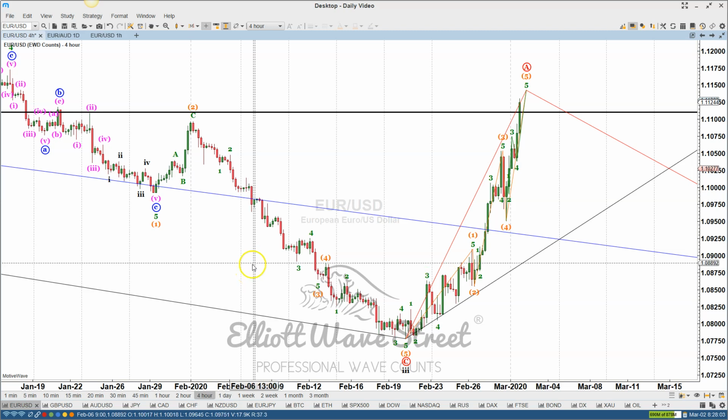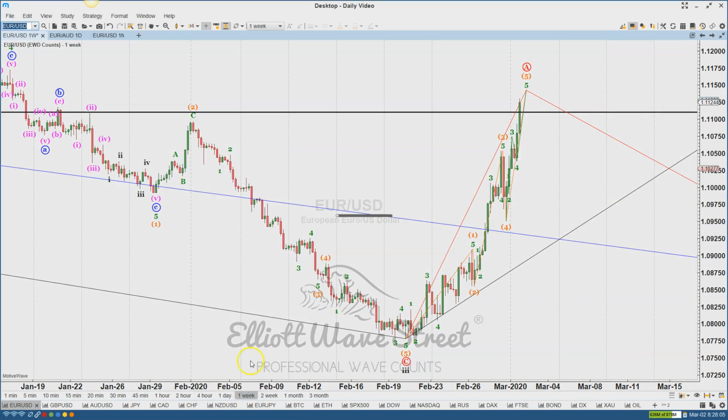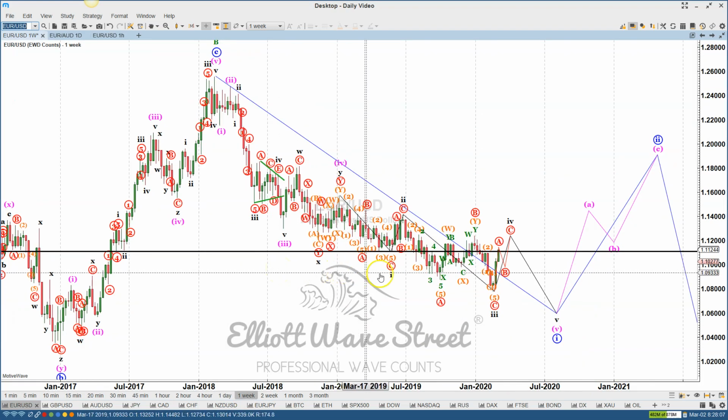ElliottWaveStreet.com. Alright, so let's start with the weekly chart on the euro. Let's do a top-down approach on the euro. This is what we are looking at this week. First of all, we have a leg down, the wave 1, and then the wave 2 black. Then we have a wave 3 black that ended, and now we're in the wave 4 black that is active, and then we're going to expect another wave 5 to the downside. This is the weekly chart.